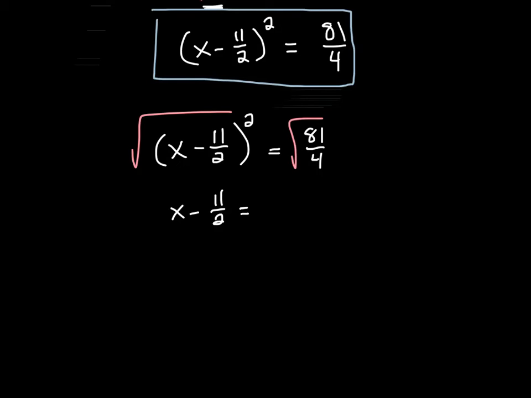On the right-hand side of the equation, I take the square root of the numerator and the denominator to get 9 fourths, or 9 halves, sorry. But I also get this plus or minus that occurs when I take the square root of an equation. Now this is two separate equations. This is x minus 11 halves equals positive 9 halves, and x minus 11 halves equals negative 9 halves. And so I'm going to solve those two equations.